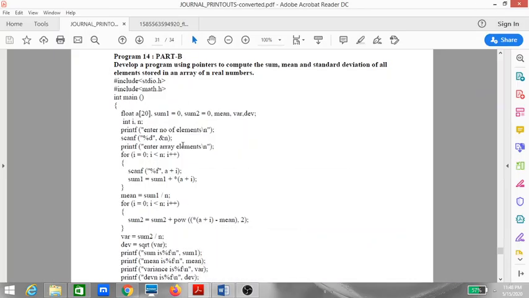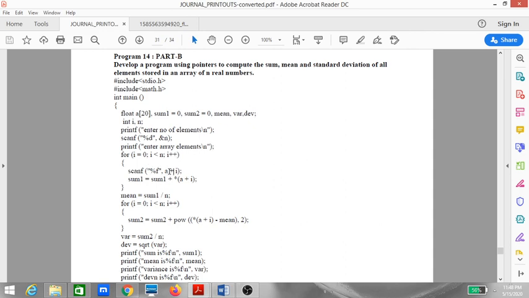So as I was telling you, we'll accept the value of n, and once we accept the value of n, I have to accept the elements of the array. So how are we accepting the elements of the array? We are accepting it as an address.